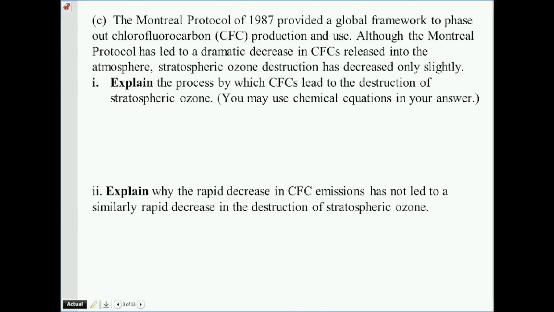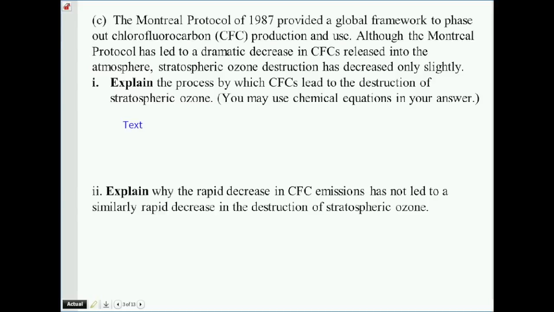So in this one, now they're talking about CFCs. They say the Montreal Protocol of 1987 provided a global framework to phase out chlorofluorocarbon production and use. Although the Montreal Protocol has led to a dramatic decrease in CFCs released in the atmosphere, stratospheric ozone destruction has decreased only slightly. And then they want you to explain the process by which CFCs lead to the destruction of stratospheric ozone. And this is why we're going to talk about how losing CFCs has still not led to a rapid decrease in the destruction of stratospheric ozone, which is something that a lot of folks don't realize.